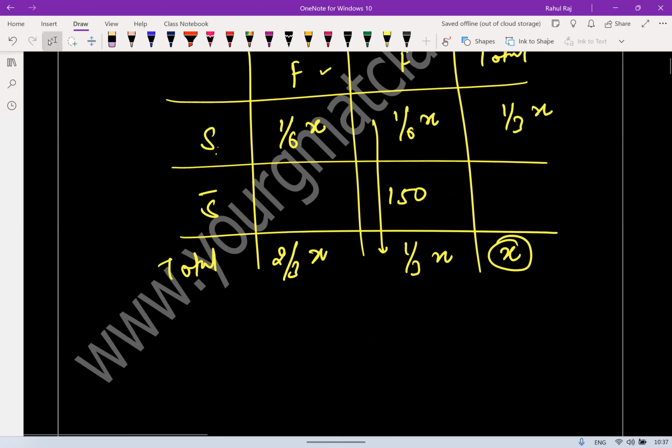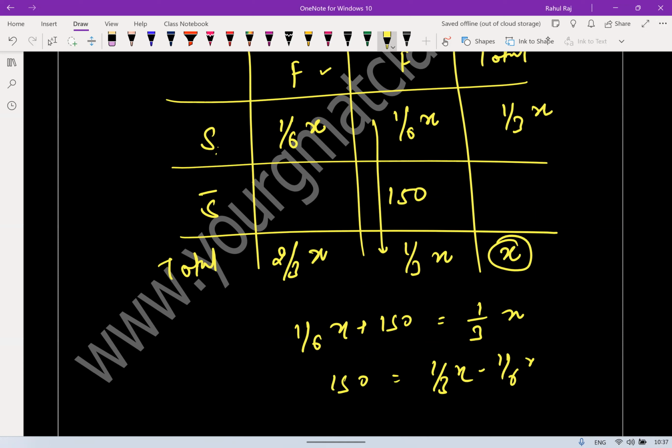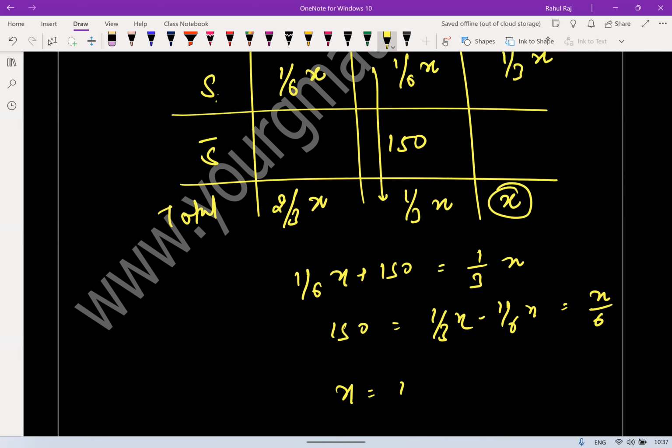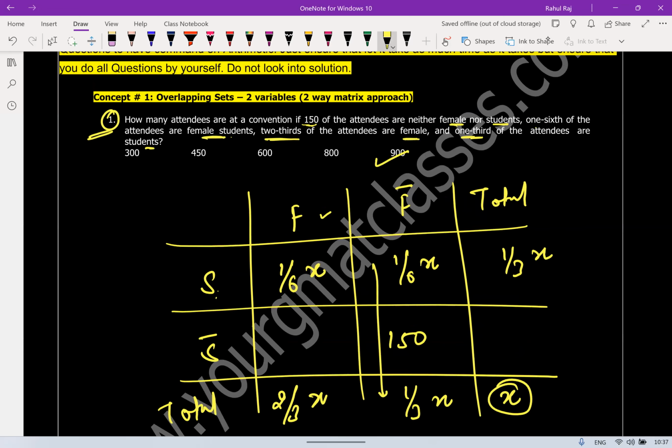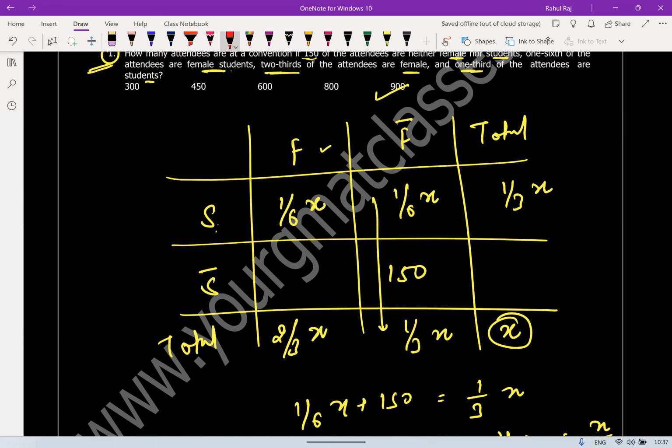So just equate it. 1/6x plus 150 is equal to 1/3x. That is nothing but 150 is equal to 1/3x minus 1/6x. This is nothing but x/6. So x is nothing but 150 times 6, that is 900. So that's your answer. Either you get this value or you can also get this value and equate this row. Either you equate the column or you equate the row. That's it. This is what sets with 2 variables is.